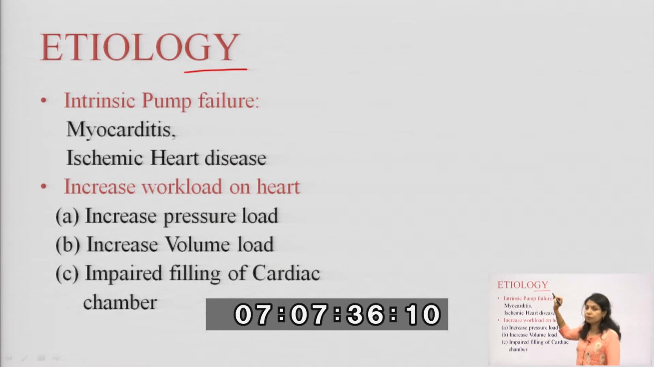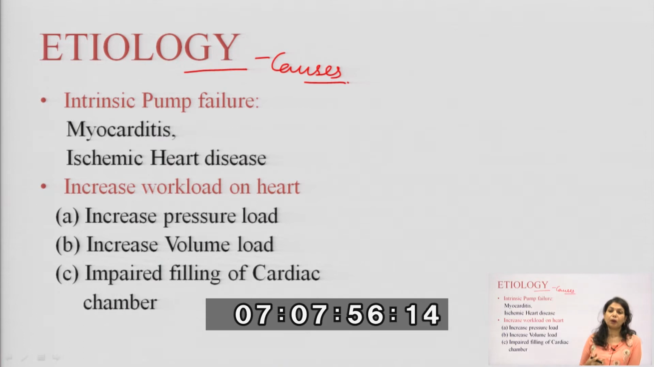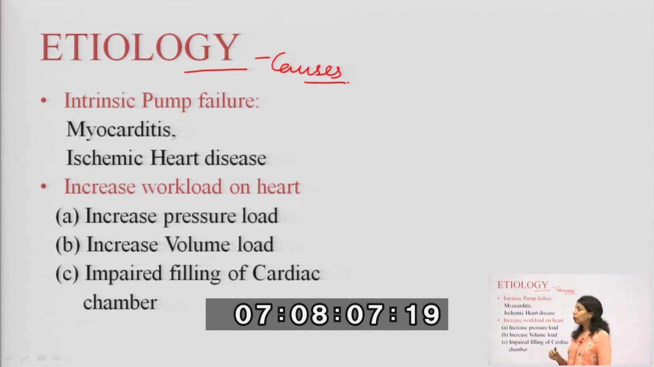Then, coming to the next slide, the etiology. What does the word etiology mean? Etiology is the causes, why congestive heart failure is happening. There are different causes why it happens. Number one is intrinsic pump failure. Intrinsic pump failure means the pump is not functioning properly. What is the pump? The heart muscles. Why are the heart muscles not functioning properly?